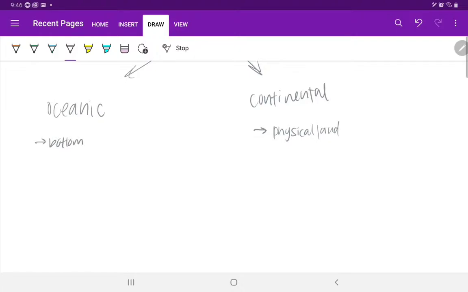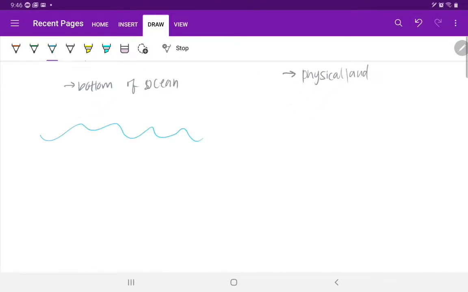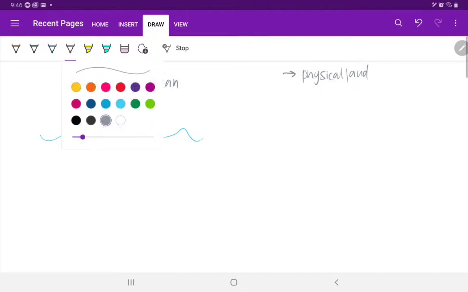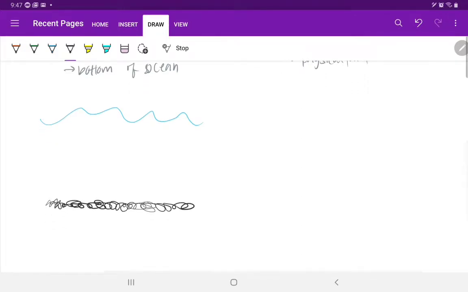These two types of crust are actually pretty different, and we'll talk a little bit about their various properties in this video. Starting off with oceanic crust, as I mentioned earlier, we have our ocean, and underneath the ocean we have this dark rock. This dark rock is what makes up the oceanic crust. Typically, oceanic crust is composed of a rock called basalt.